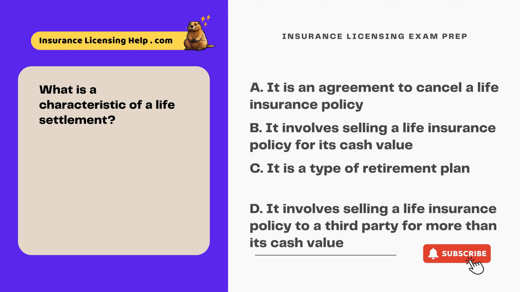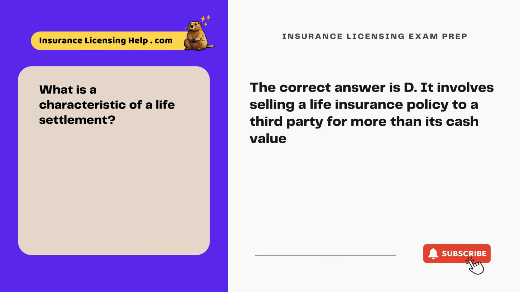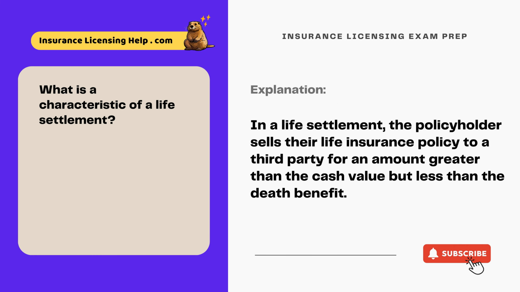What is a characteristic of a life settlement? A. It is an agreement to cancel a life insurance policy. B. It involves selling a life insurance policy for its cash value. C. It is a type of retirement plan. D. It involves selling a life insurance policy to a third party for more than its cash value. The correct answer is D. It involves selling a life insurance policy to a third party for more than its cash value. In a life settlement, the policyholder sells their life insurance policy to a third party for an amount greater than the cash value but less than the death benefit.